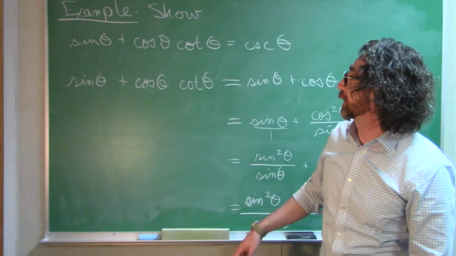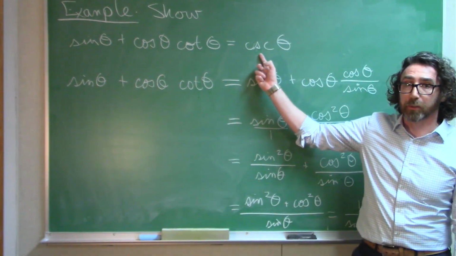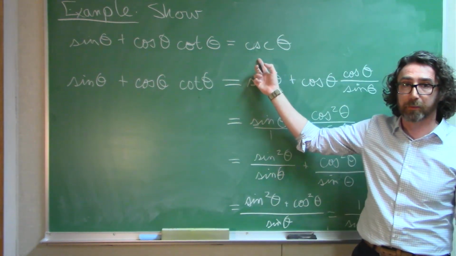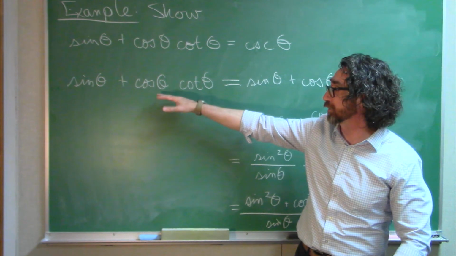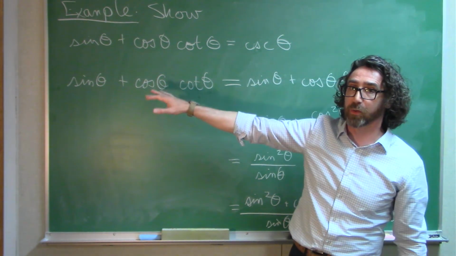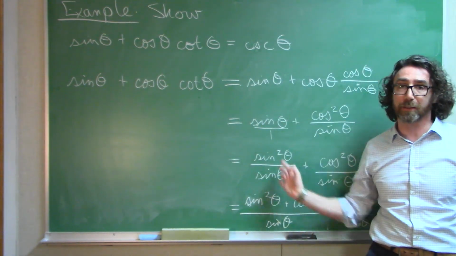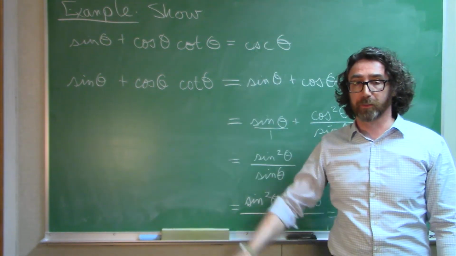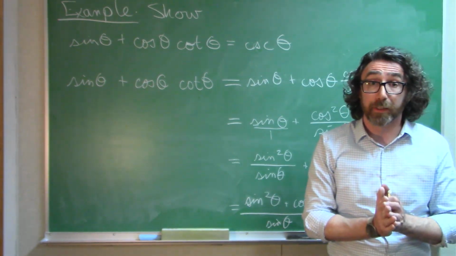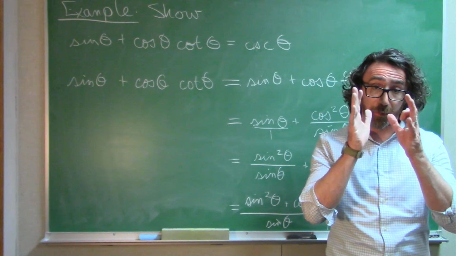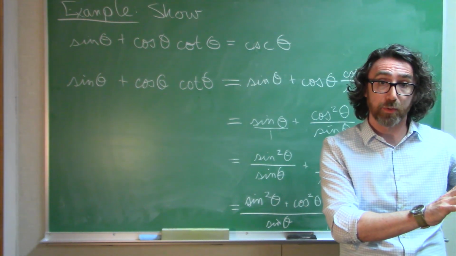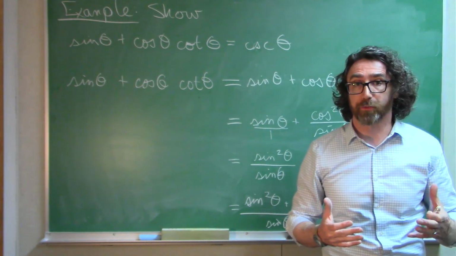The good thing about an identity is you know your target. You want to make this thing equal to cosecant. So typically we start on the left-hand side, which in this case was the more complicated side. You want to take the more complicated side and simplify it into the other side. So, a couple of examples of proving identities. Remember, start on one side, replace everything using exclusively sine and cosine, then you start working your algebra.